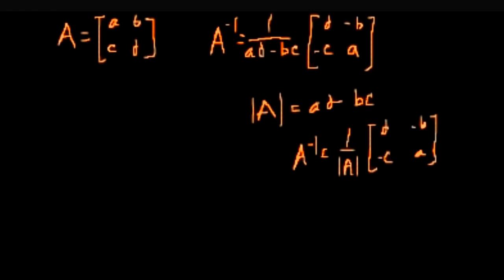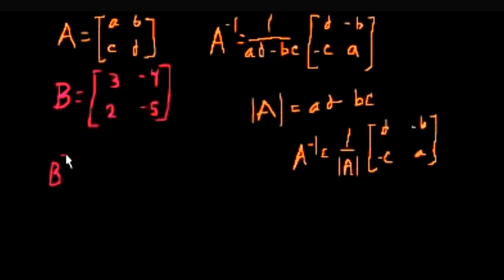So let's say that I have a matrix. Let's change letters, just so you know that it doesn't always have to be an A. Let's say I have a matrix B, and the matrix B is 3, minus 4, 2, minus 5. I'm just going to pick random numbers. Let's calculate B inverse. So B inverse is going to be equal to 1 over the determinant of B.